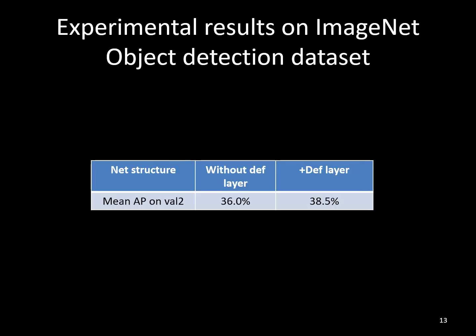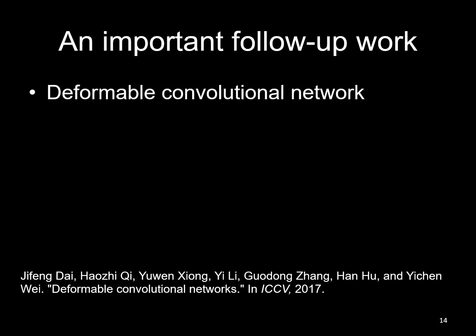Experimental results on the ImageNet object detection dataset show that the deformation pooling layer can improve the accuracy by about 2.5%. An important follow-up work for handling deformation is the deformable convolutional network.